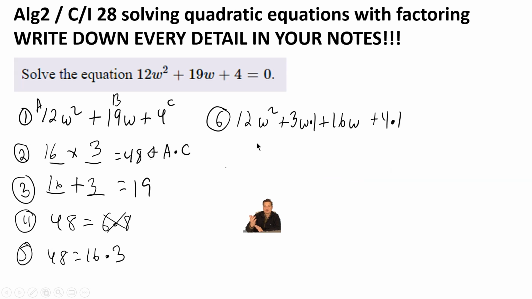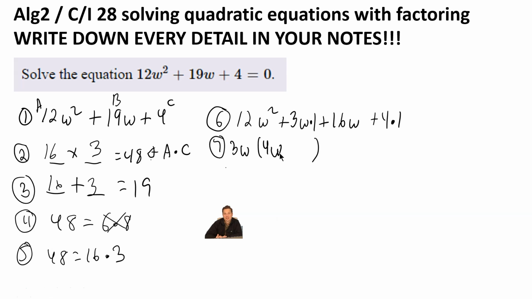And now I factor with grouping. When I look at 12w squared and 3w, I observe that those two terms have 3w as a common factor. So I'll have 3w go outside the parentheses, and what's left on the inside, if you want to find it quickly, will look like this. 3 times 4 would give you the 12, so over here you put a 4. w times w would give you w squared, so over here you put w. That's the way of thinking about it.